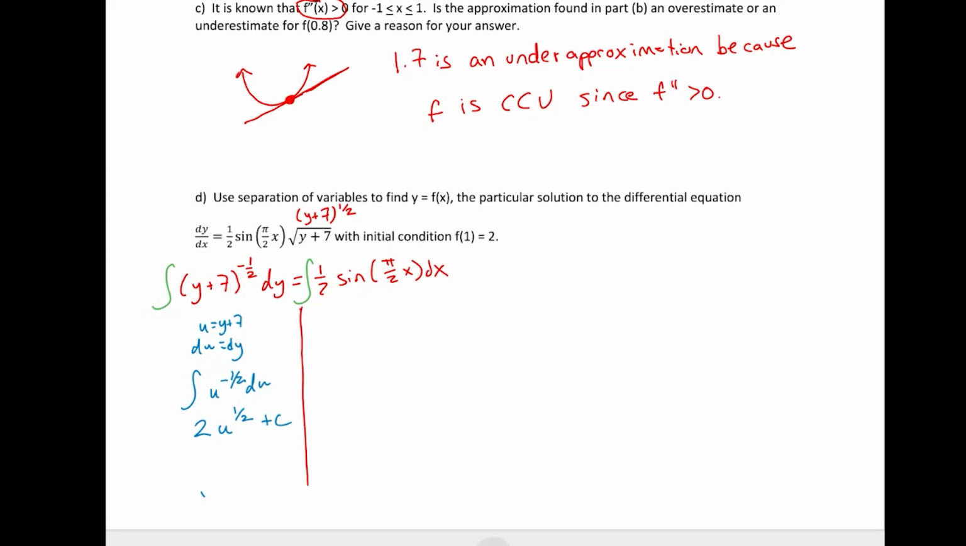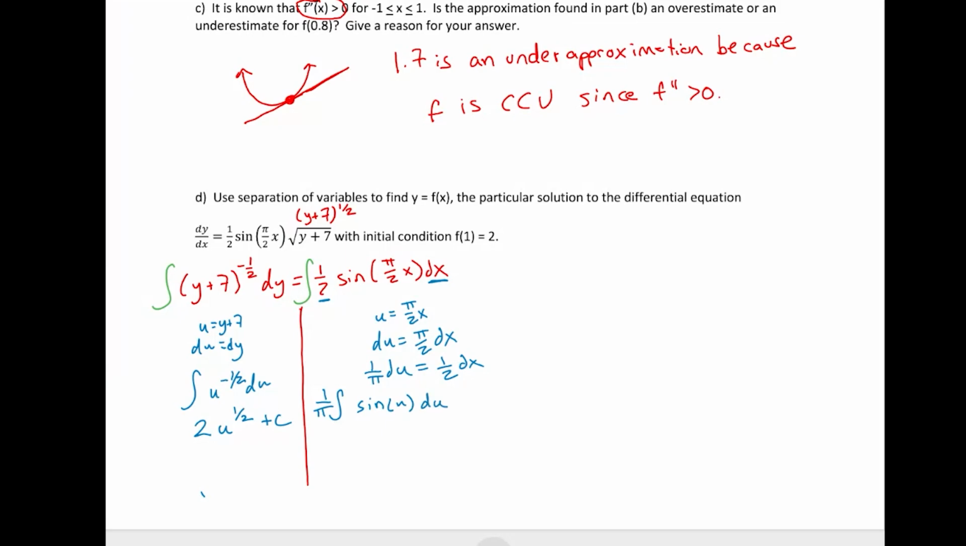So for this one, we are going to let u be pi over 2x. So du is pi over 2 dx. Now, I don't have pi over 2 dx. What I have is 1 over 2 dx. So I need to divide out that pi. Get 1 over pi. 1 over pi du is 1 over 2 dx. So now I've got the integral of sine u times 1 over pi du.